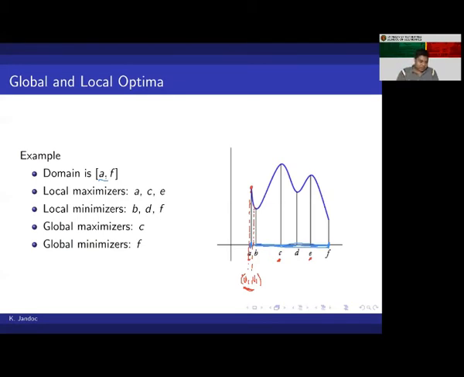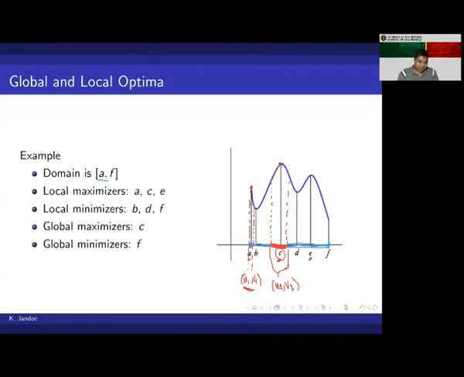So C is also a local maximizer because whenever you restrict the domain to say U2, V2, this is your restriction of the domain, this area over here, that's your open interval. Now, if you restrict the domain to this interval over here, you see that at point C, this will yield the highest value of the function. So it's a local maximizer.